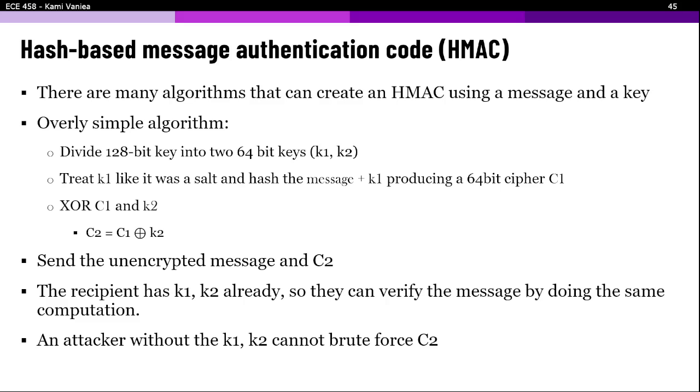Then we send the message C2. We assume that our recipient already has the key. Since the recipient already has this key and is perfectly capable of breaking it in half to key 1 and key 2, they can verify the message by doing the same computation. So they similarly go and hash it and then XOR it. An attacker without key 1 and key 2 is going to have a lot of trouble brute forcing C2 because the information from the key is being used in a couple places, especially if that key is being XORed against the entire hash.